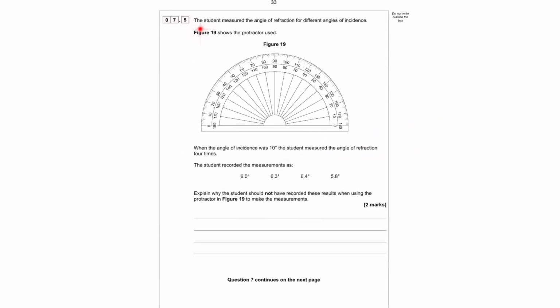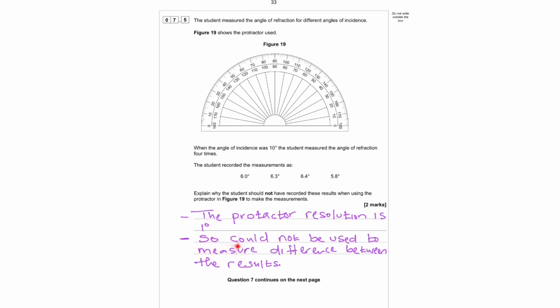Question 7.5. The student measured the angle of refraction for different angles of incidence. Figure 19 shows the protractor used. When the angle of incidence was 10 degrees, the student measured the angle of refraction 4 times. The student recorded the measurements as 6 degrees, 6.3 degrees, 6.4 degrees, 5.8 degrees. Explain why the student should not have recorded these results when using the protractor in figure 19 to make the measurements. The protractor's resolution is 1 degree, so it could not be used to measure the difference between the results.